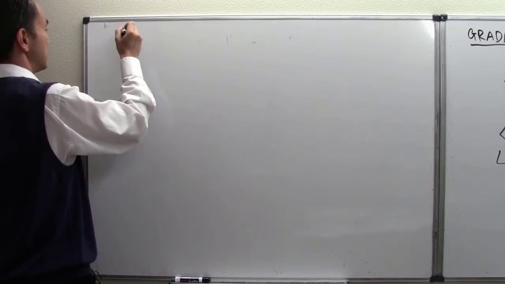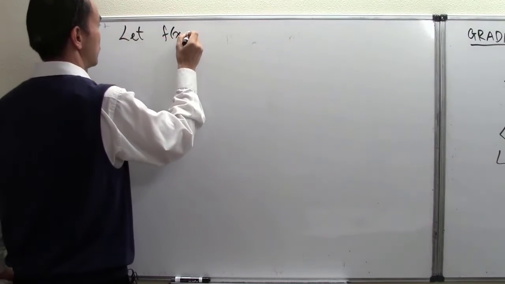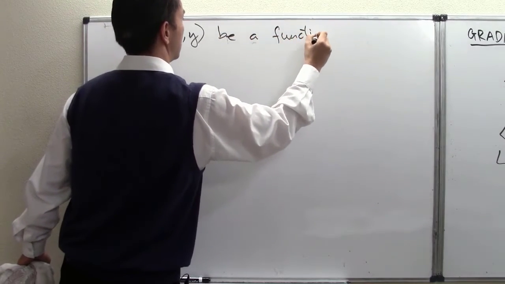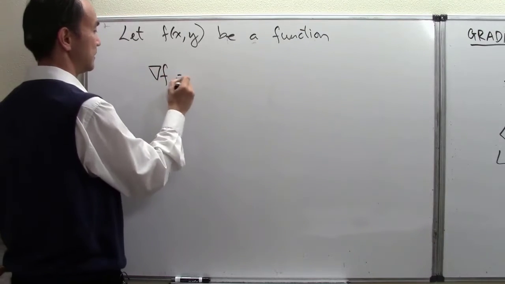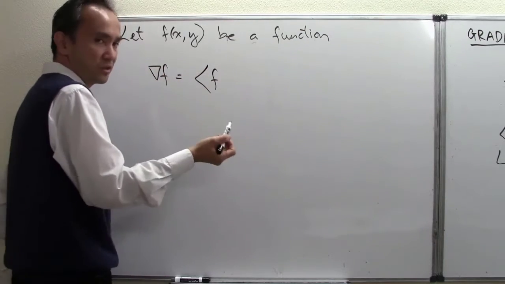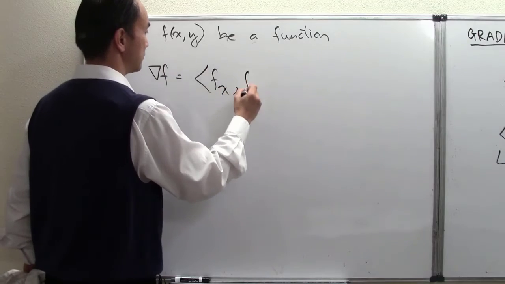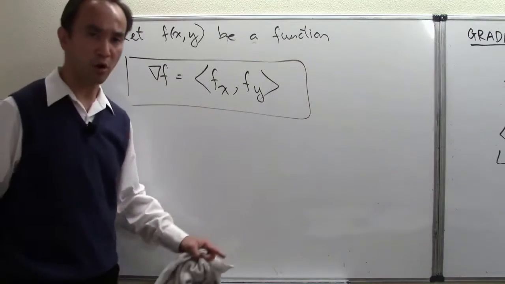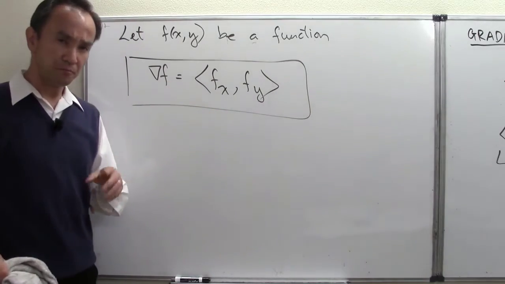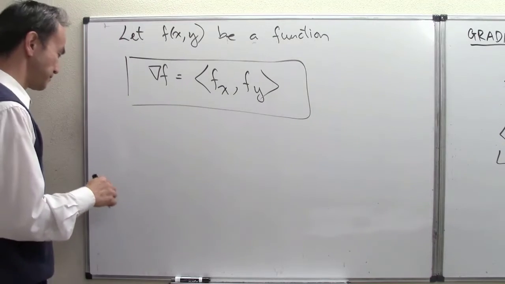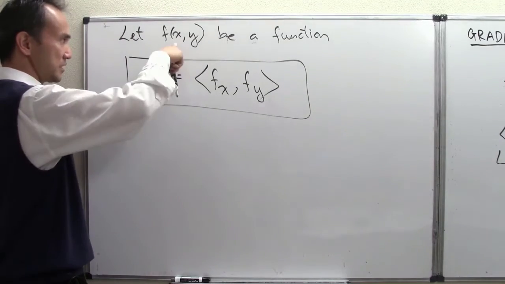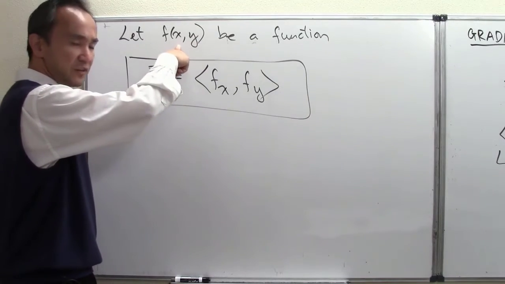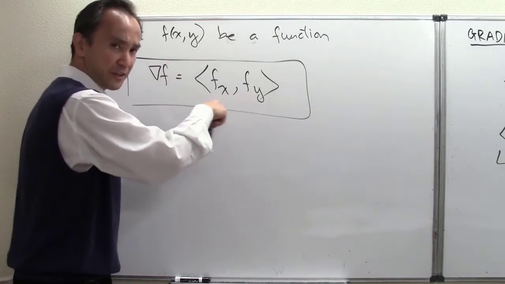Let f of x comma y be a function. Then the gradient of f is simply defined to be the vector that comes out from that, or you can also put that in i, j, k components. One thing you have to keep in mind: this function that I'm summarizing as a definition is a function of two variables, then the gradient is a two-component vector.